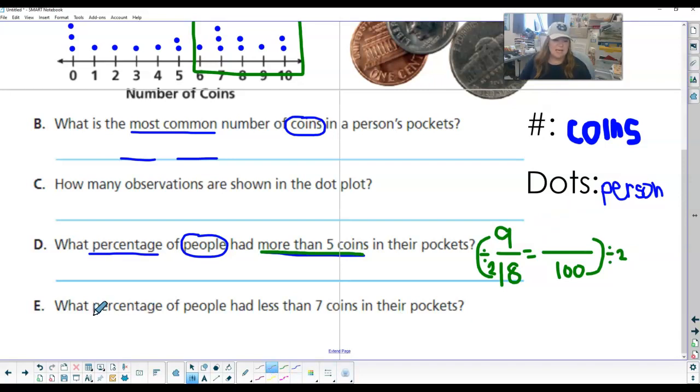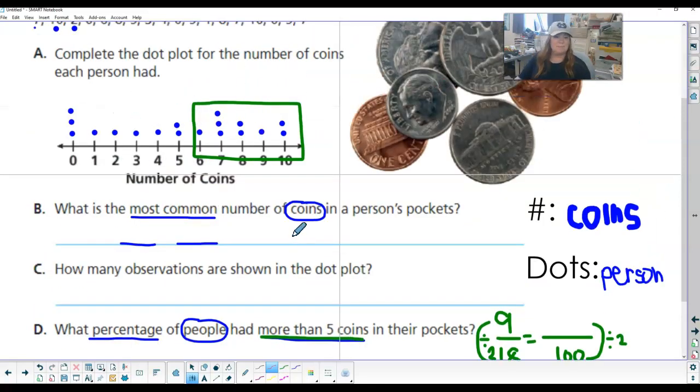Hey, E says, again, percentage. So we're going to need to set up our problem of people who have less than 7 coins. So we're counting dots, our people. What people have less than 7? So here, right, all of these. So I'll let you count all. Oh, I counted 7 as part of that. That is not true. Less than 7.